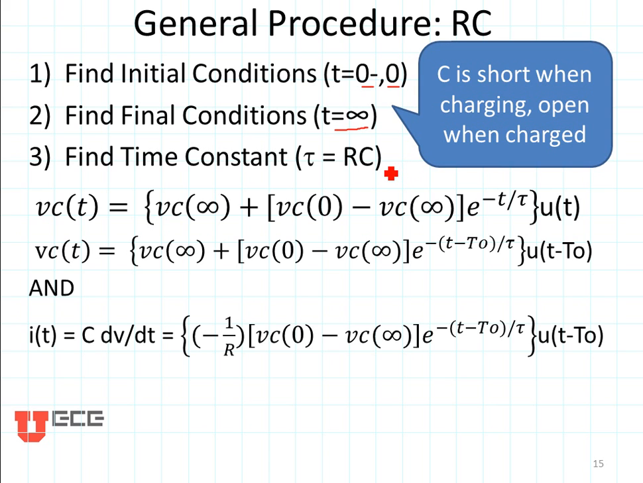We then find the time constant, which is RC, and we plug everything into this equation right here, or if the switch closed at a different time, this is the equation we use. Finally, if we want to find the current, just use this equation right here, which shows that the current is capacitance times the derivative of the voltage, and that will give you the equation shown here.